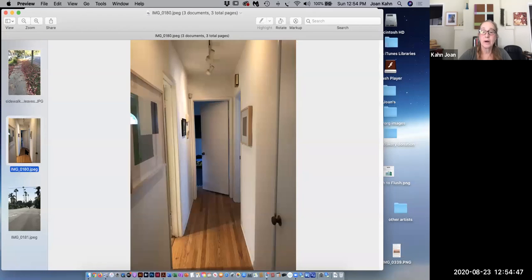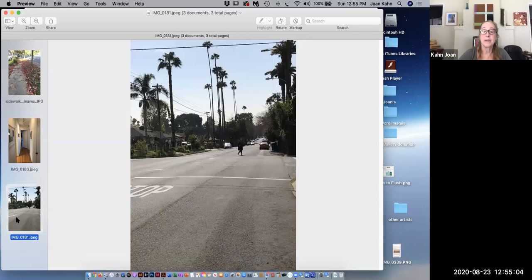This is the hallway in my house, and the eye level would be somewhere in the middle near the knob on that level. And the vanishing point is always on the horizon line, which is your eye level. And this one is looking down a street in my town, Pasadena, and yeah, same thing, would be 1 point perspective.